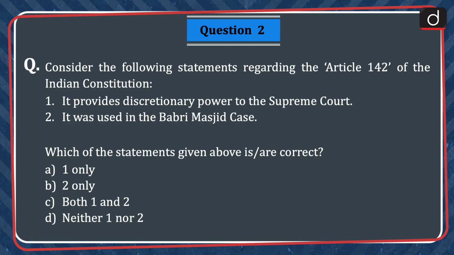Next question is, consider the following statements regarding the Article 142 of the Indian Constitution. 1. It provides discretionary power to the Supreme Court. 2. It was used in the Babri Masjid case. Which of the statements given above is or are correct? 1 only, 2 only, both 1 and 2, or neither 1 nor 2? The correct answer is option C, both 1 and 2.